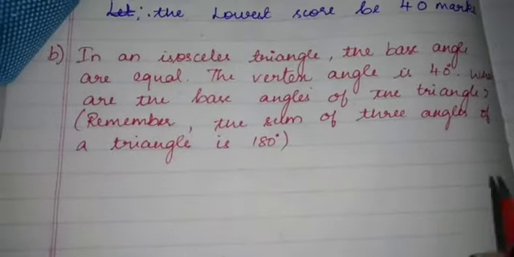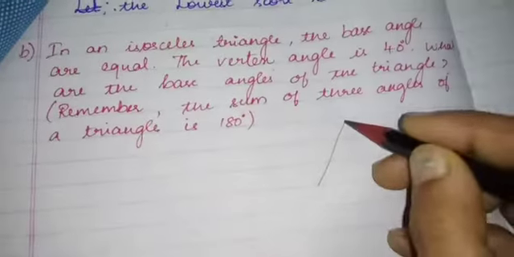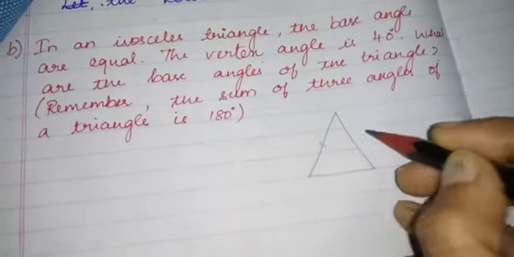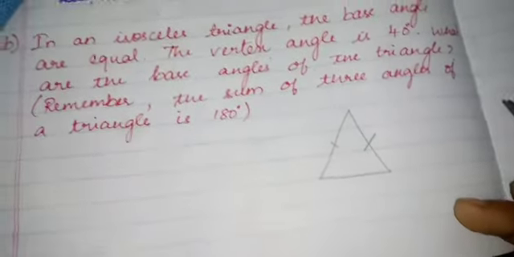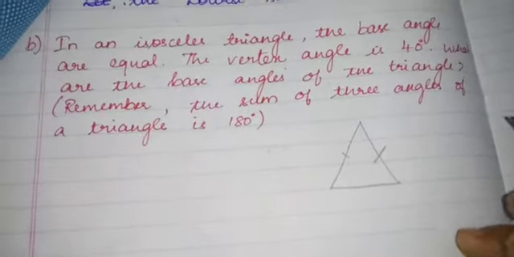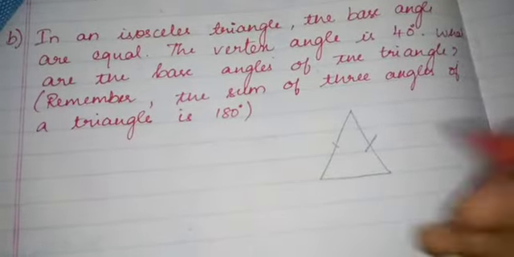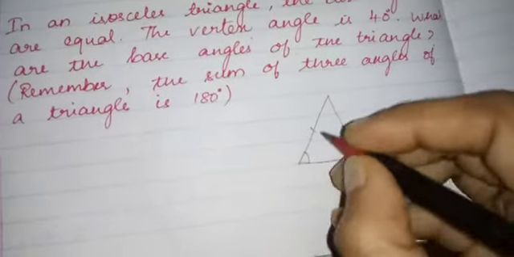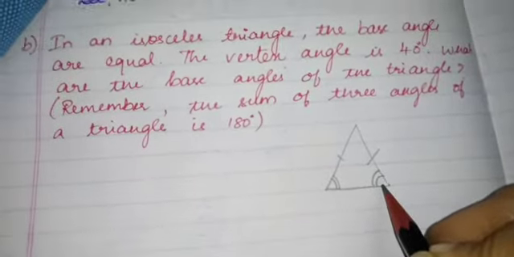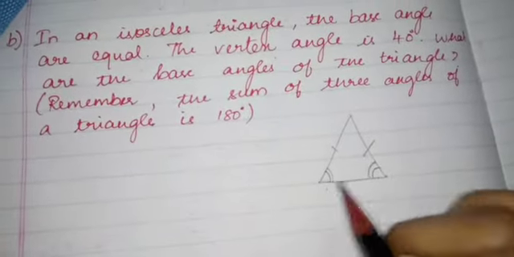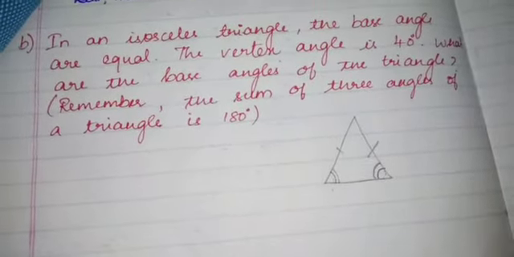In an isosceles triangle. Isosceles triangle means what? Two sides of a triangle will be equal and the third side will be unequal, right? Only two sides of the triangle will be equal, and in that isosceles triangle, the base angles are equal. Base angles means these two angles. So base angles are equal. This angle and this angle are equal. If it is 40 degree, this is also 40 degree. If it is 60 degree, this is also 60 degree. That is a hint in this.